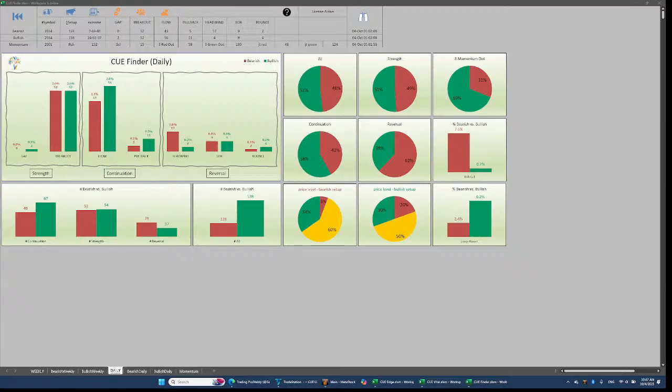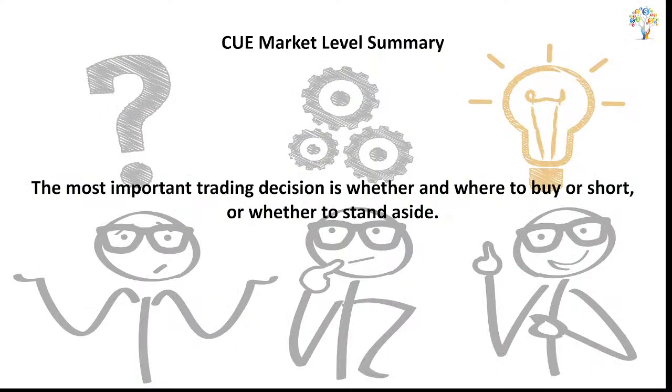From the market level analysis, the market level summary then, the most important trading decision is whether and where to buy or short, or whether to stand aside. I'll prefer to buy in this market because the internal health, which was deteriorating for a while, improved, and the market is also going up and it is not overbought from any angle, neither from bucket analysis nor from breadth charts.